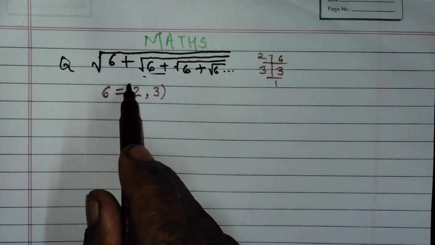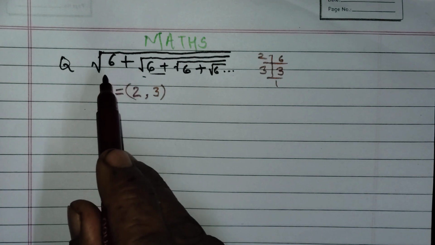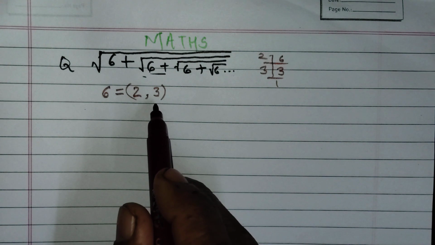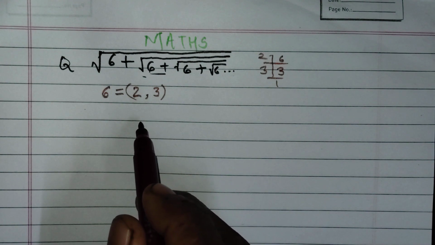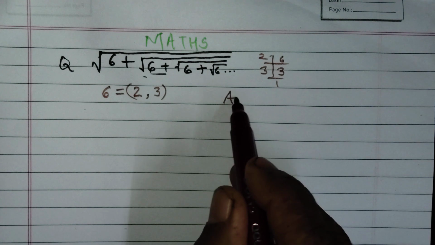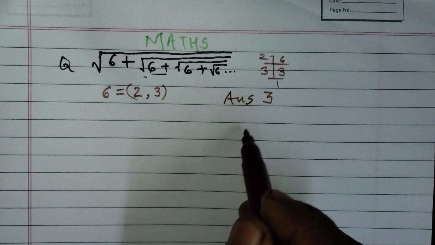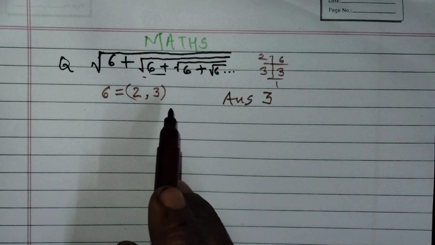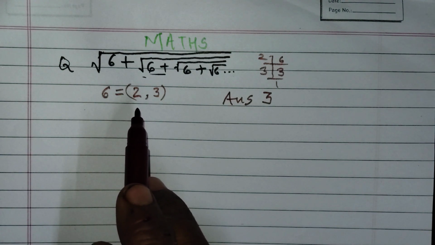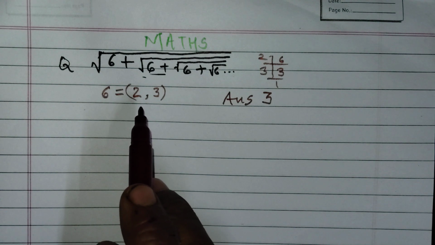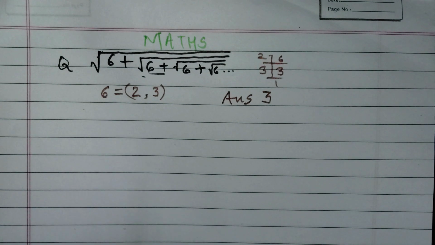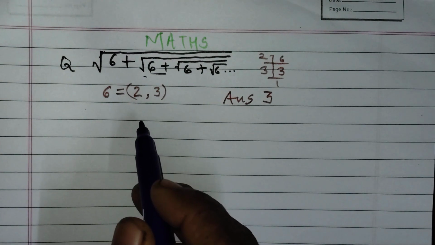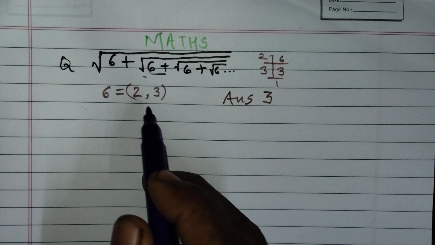If there is a plus sign everywhere in the square root, then the larger factor, that means 3, is the answer. So the answer to this question is 3. If there is minus continuously, then the answer is the smaller factor, that means 2. And we see there is a difference of 1 between the factors. This is the important thing: remember, the difference between the factors is 1.